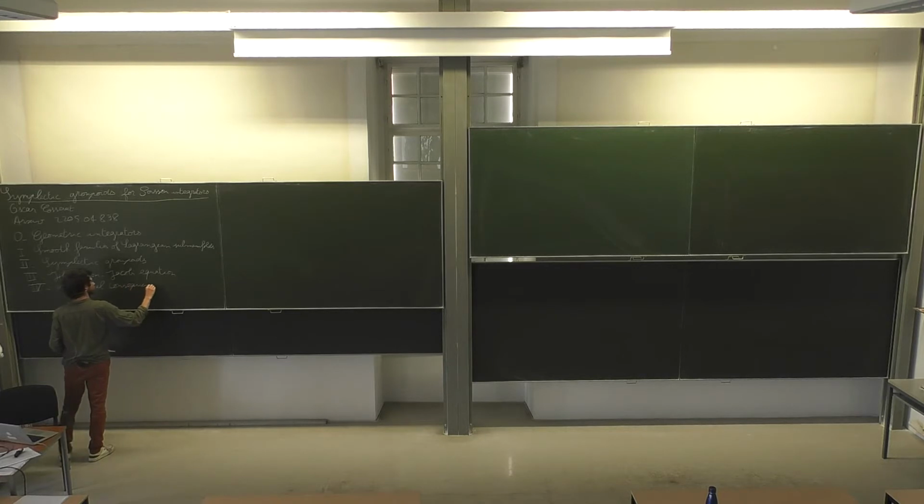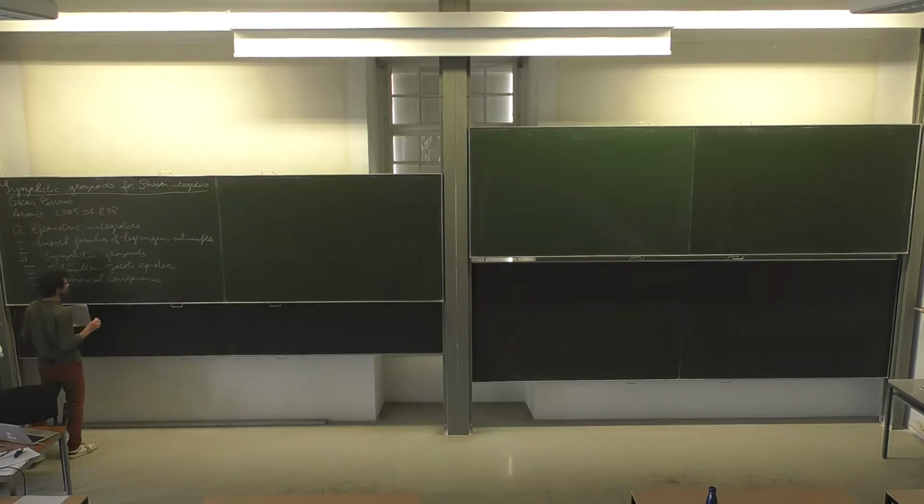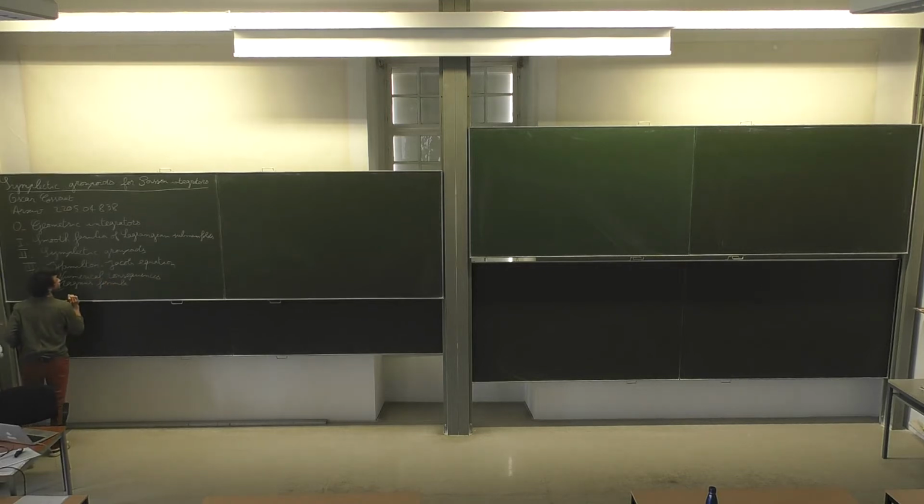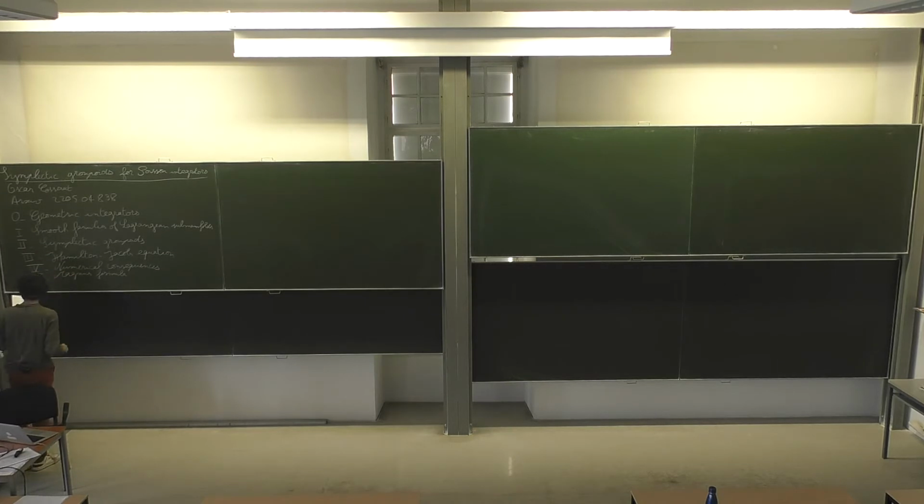Part 4 is about numerical consequences, but I mostly want to discuss math here and not numerical analysis. I think it's not quite the place. And here I explain what the Magnus formula is and how it interacts with all the rest. And I'll finish with some open problems.